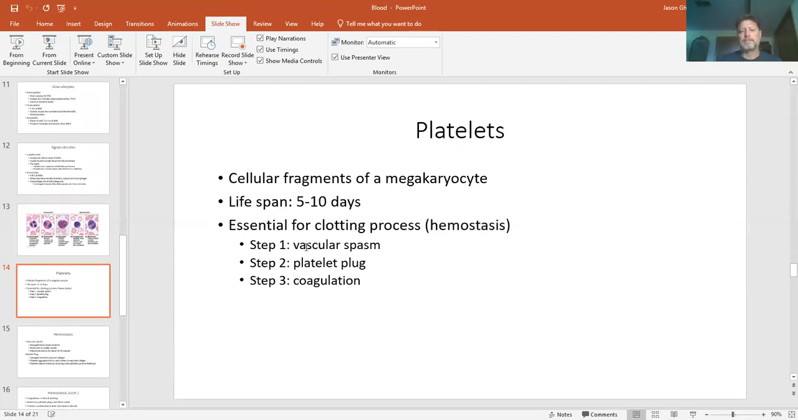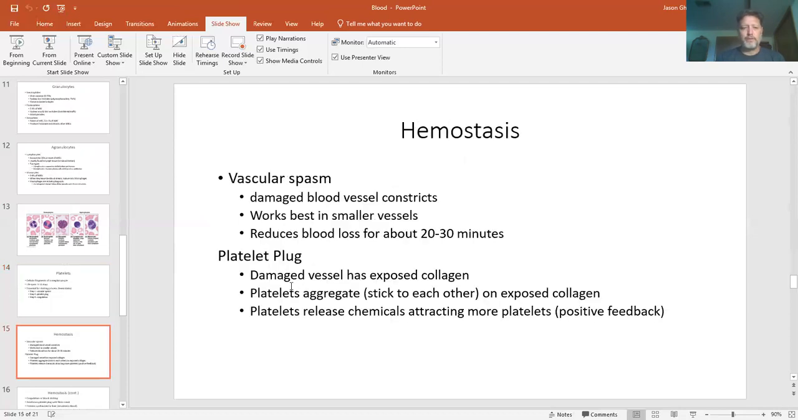It's a three-step process. And as a simplification, we're going to go over it. It's really quite a complicated system. There's lots of steps in it, but it's a vascular spasm, platelet plug, and coagulation. And we're going to go over each one of these a little bit.